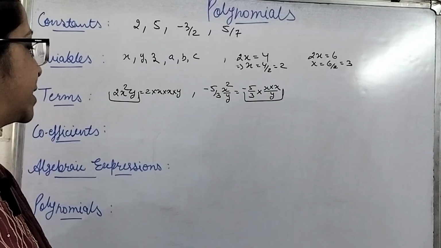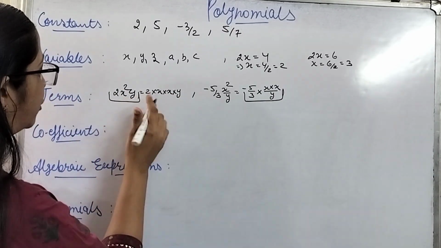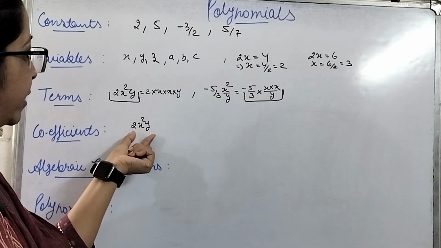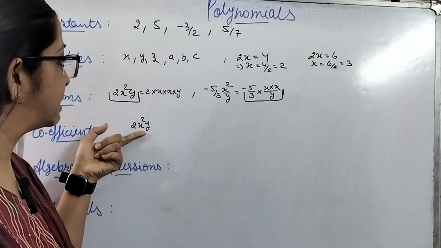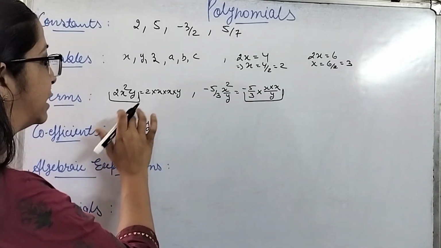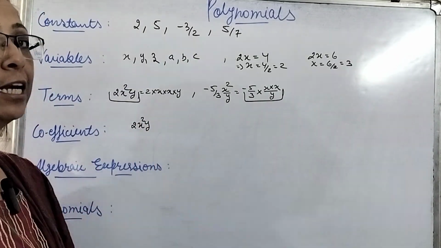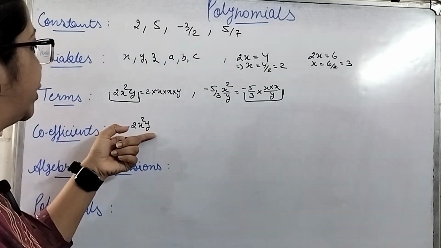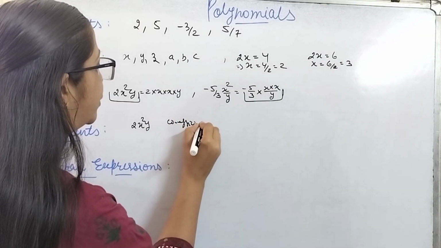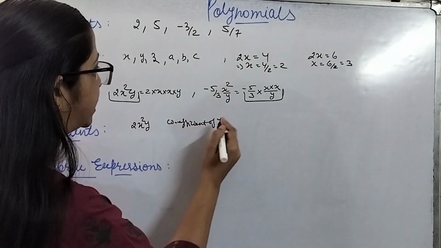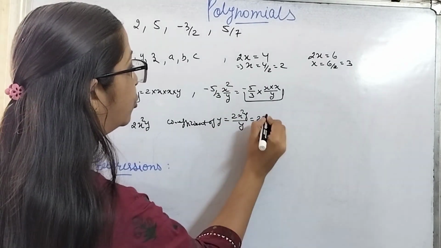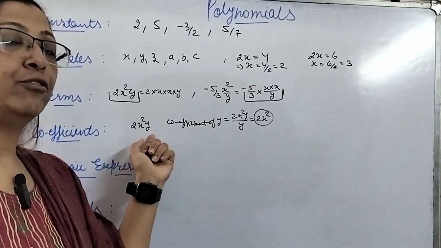Now what coefficients are. See, if I take this term 2x square y, and we have to find the coefficient of y in this term. If I divide this whole term by y, whatsoever I get will be the coefficient of y. So the coefficient of y in this case will be 2x square y over y, that is 2x square.